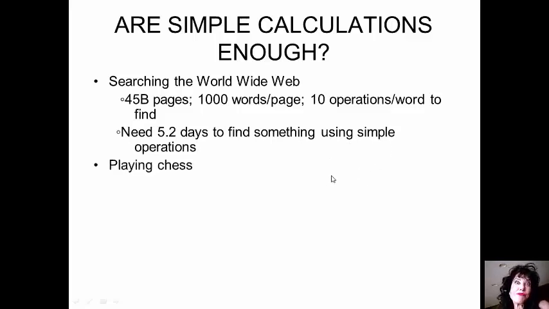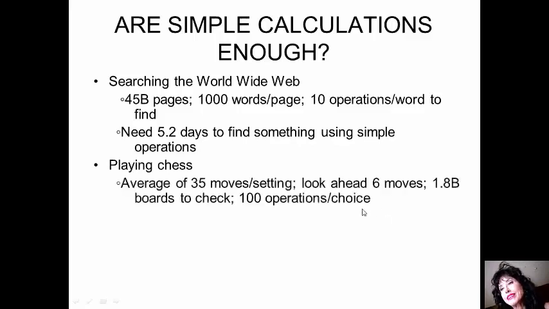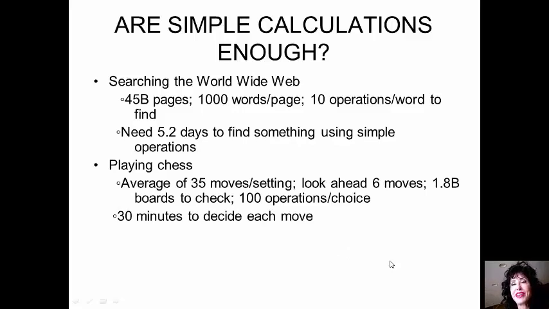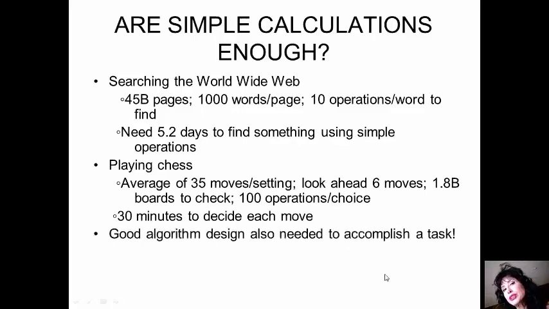Let's give another example. Say you wanted to play a game of chess. There's an average of about 35 moves for a game setting. If you want to look ahead, say 6 moves, there's going to be 1.8 billion boards to check, which means there's going to be about 100 operations per choice, say, and that would require 30 minutes to decide each move. Well, that'll take you too long to play a game. So, summary, good algorithm design is needed to accomplish these tasks.